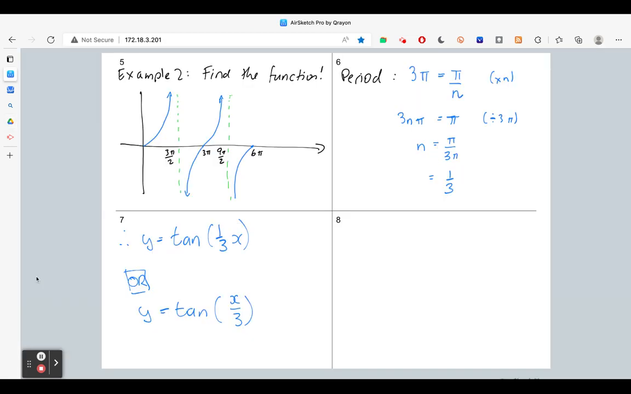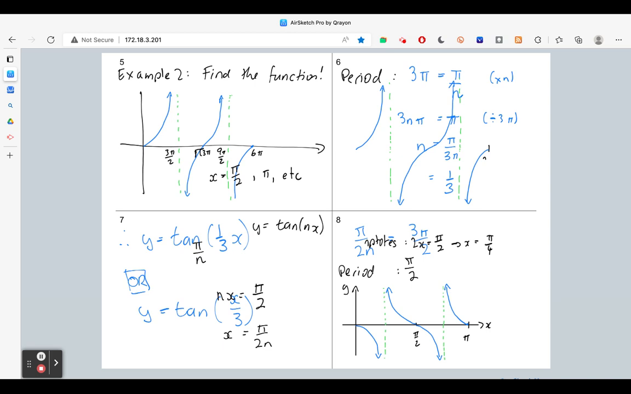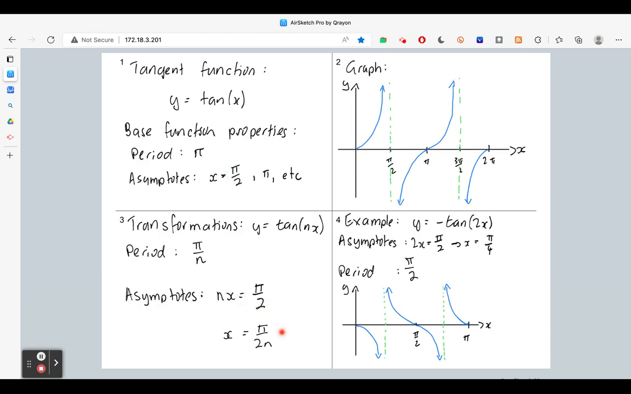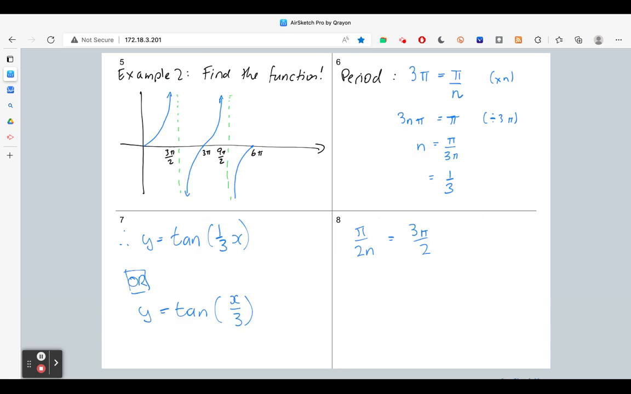So I'll switch back over to this. So I could go pi on 2n is equal to 3 pi over 2. So I got 3 pi over 2 from this, my first asymptote, and you can see over here that effectively by just rearranging this statement, I get pi over 2n here. With that done, I can now solve for n.